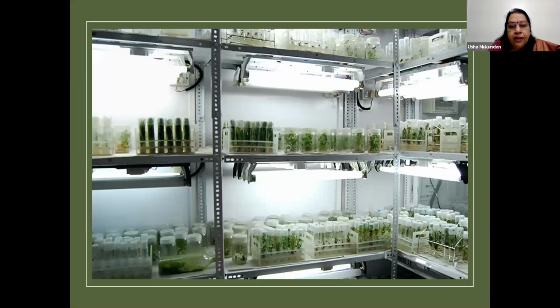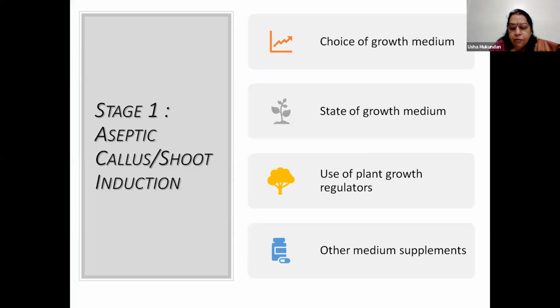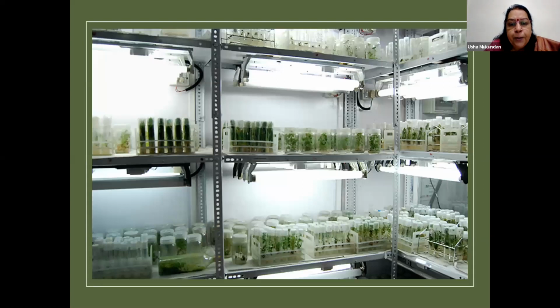Now, this is a typical plant tissue culture incubation area where the temperature in the room is maintained at 25 degrees centigrade plus or minus 2. The air conditioner is thermostatically controlled, so you don't need a very low temperature. At the same time, you don't need a very high temperature.